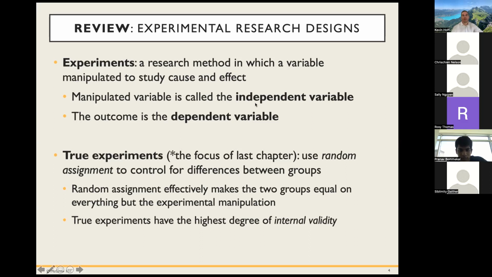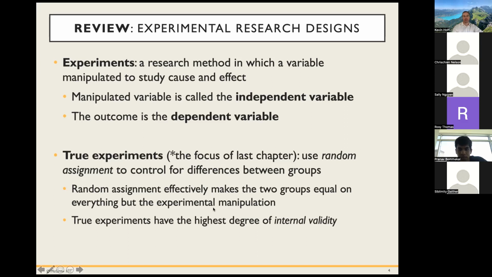The variable that we manipulate, we call the independent variable. And then the outcome variable is the dependent variable, and think of it as dependent because it's dependent on the independent one. And then we talked about this term true experiments, which basically just means that it's an experiment where there's random assignment into groups, and that controls effectively for differences between groups. So if I randomly assign enough people, the two groups are going to be equal on everything except whatever experimental manipulation we have.